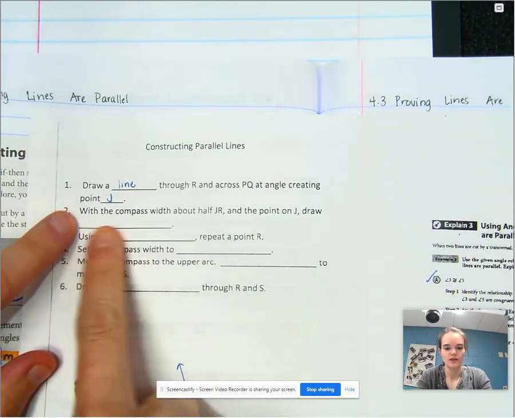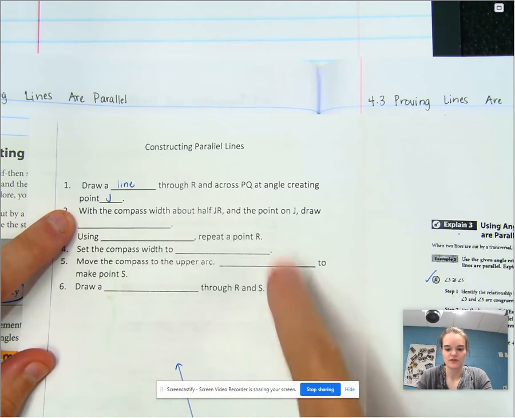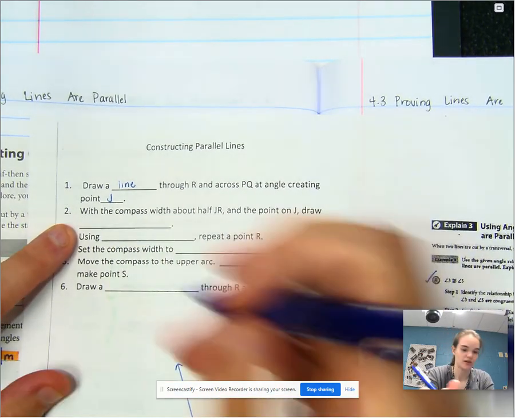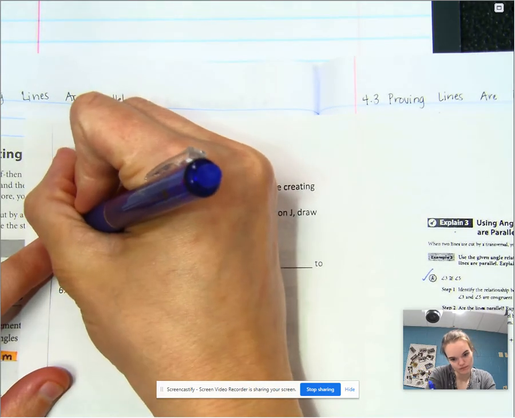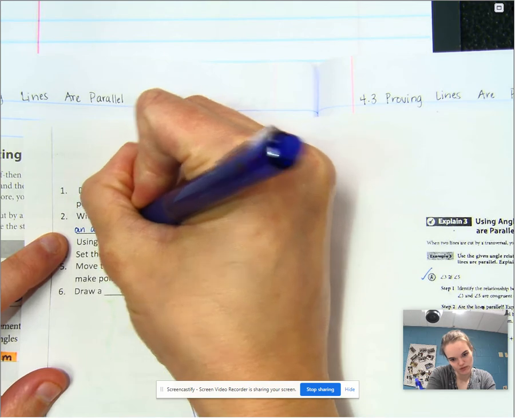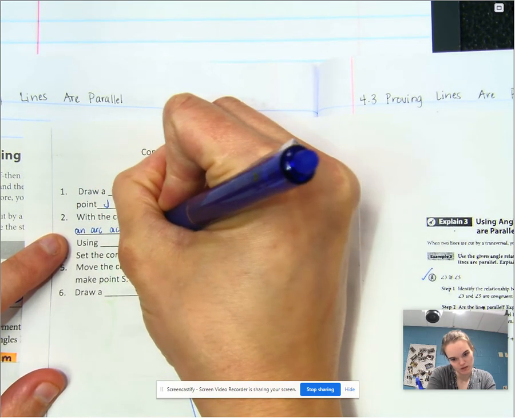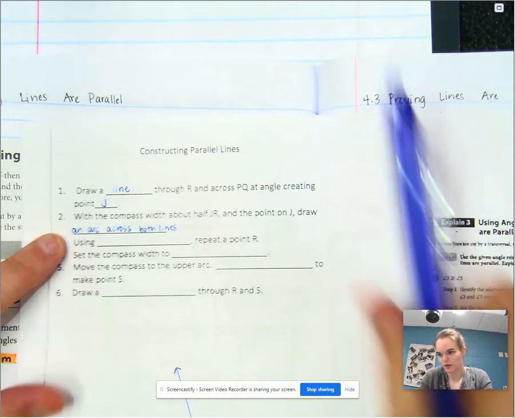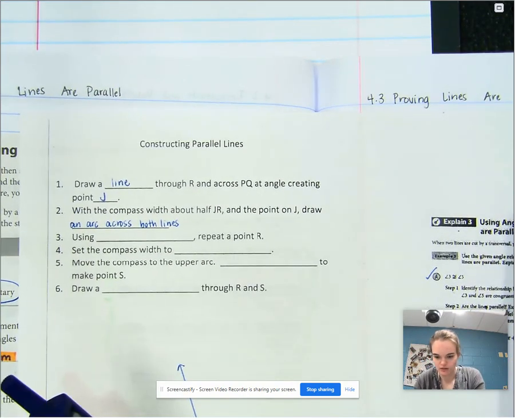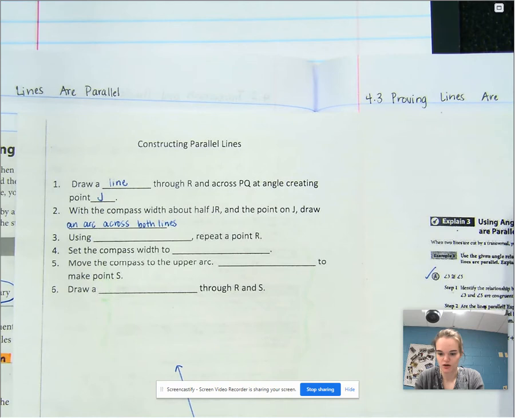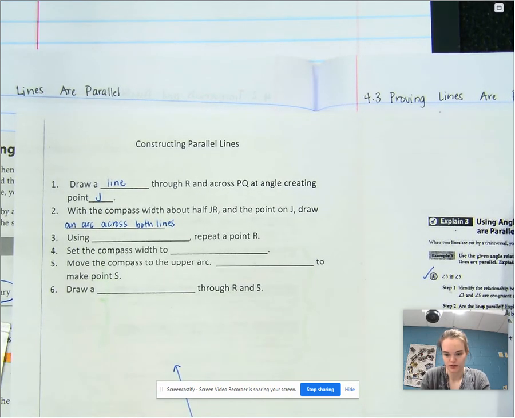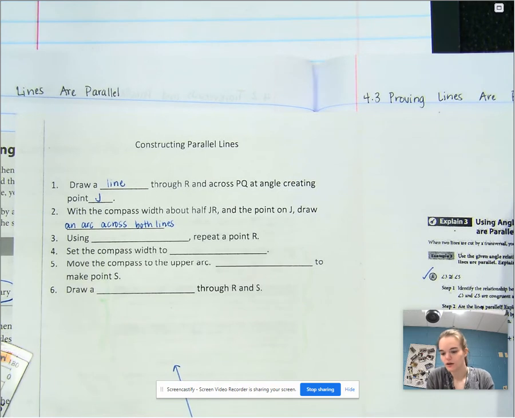Next, with the compass width about half of JR and the point on J, draw an arc across both lines. So we're going to do that. Grab your compass, put the point at J, about halfway from J to R. It's a little more than half, that's fine. We're going to make an arc.